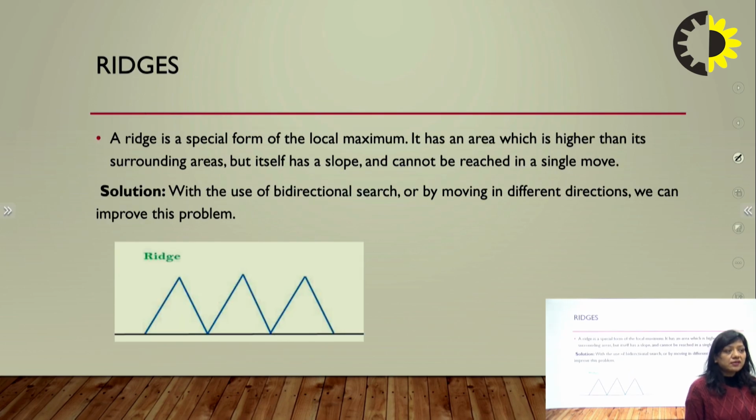Next one is ridges. A ridge is a special form of the local maximum. It has an area which is higher than its surrounding area, but itself has a slope and cannot be reached in a single move. The solution to this problem is the use of bidirectional search, or by moving in different directions, we can improve the problem of the ridge.